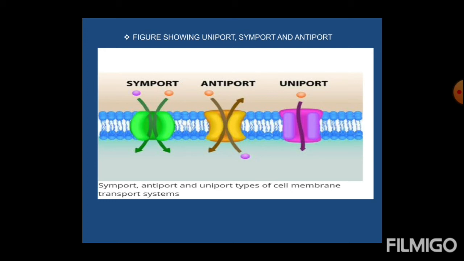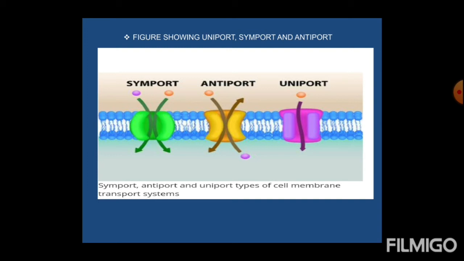See, the blue colored layer is the bilipid layer. Okay children, these are the integral proteins buried or embedded inside the plasma membrane. So the symport transport shows that two molecules are crossing the plasma membrane, or cell membrane, in the same direction, from the same place. See, in the antiport, one arrow is opposite to the other arrow. So this shows that two molecules are crossing each other but in the opposite direction.